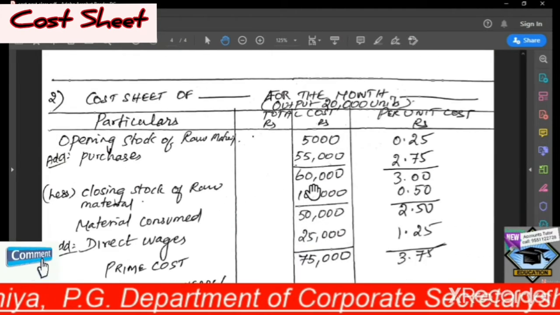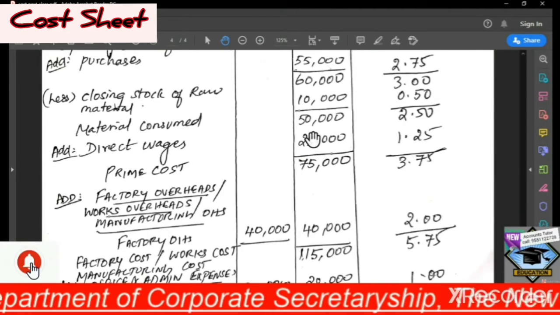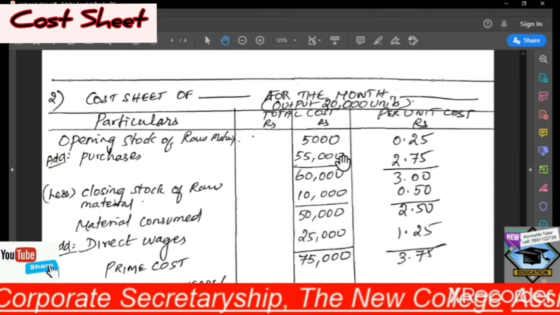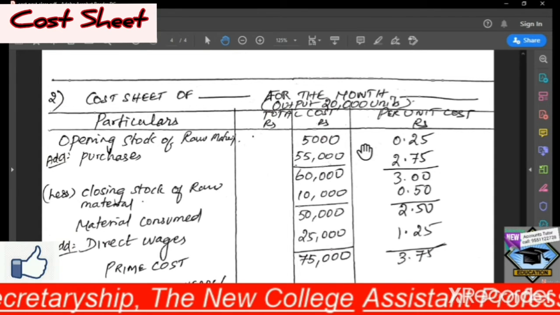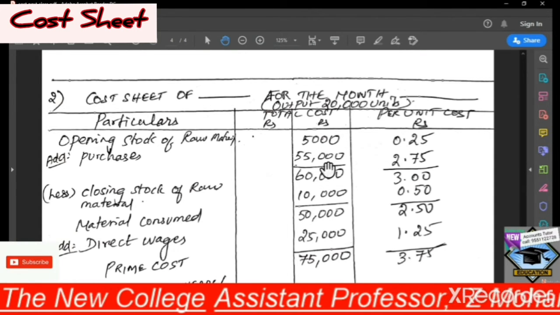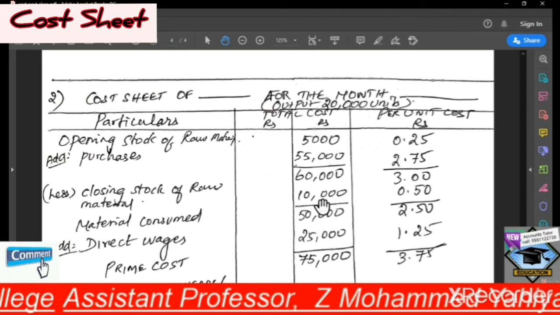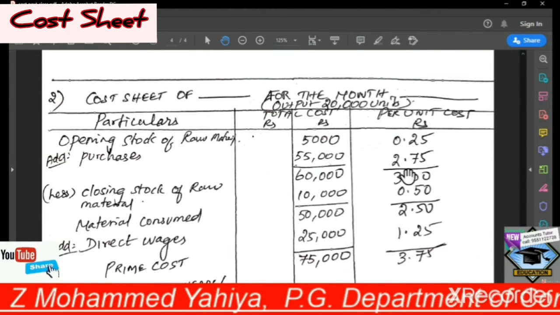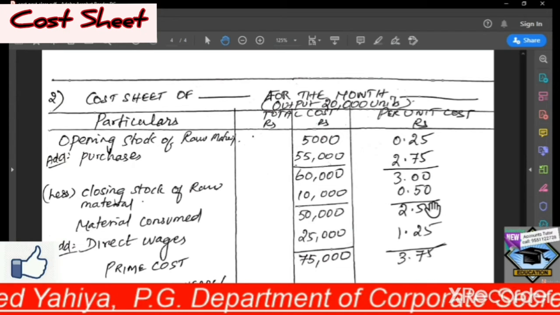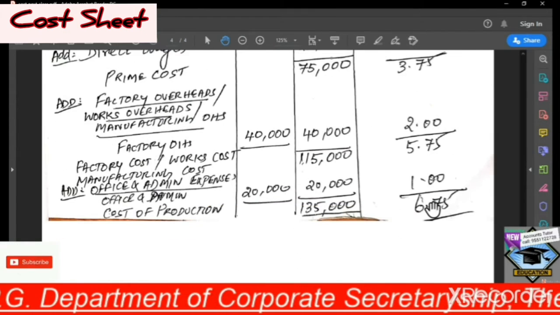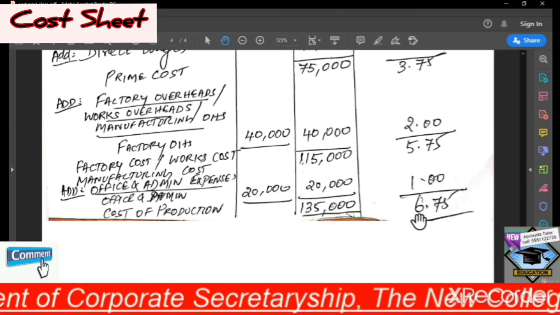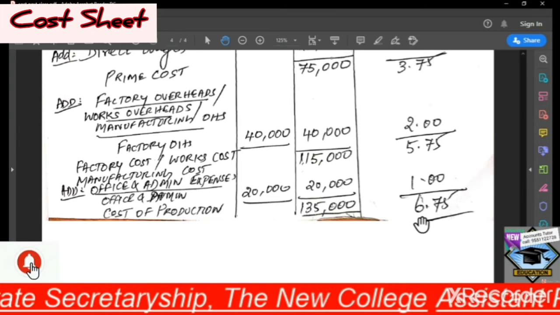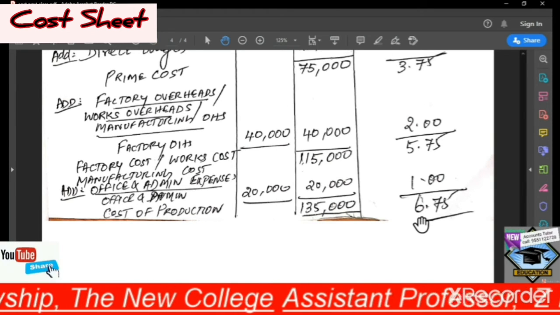For per unit cost, just divide this. 5,000 divided by 20,000, you will get 0.25. Similarly, you have to divide everything by 20,000. 55,000 divided by 20,000, 2.75. Similarly, you divide and finally you will get the per unit cost of production as 6.75 paisa per unit.